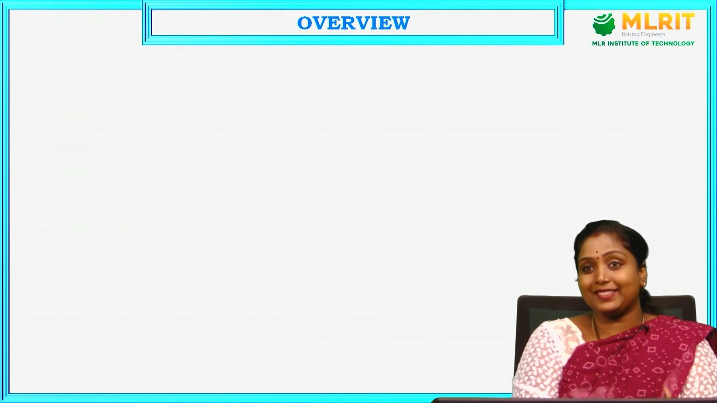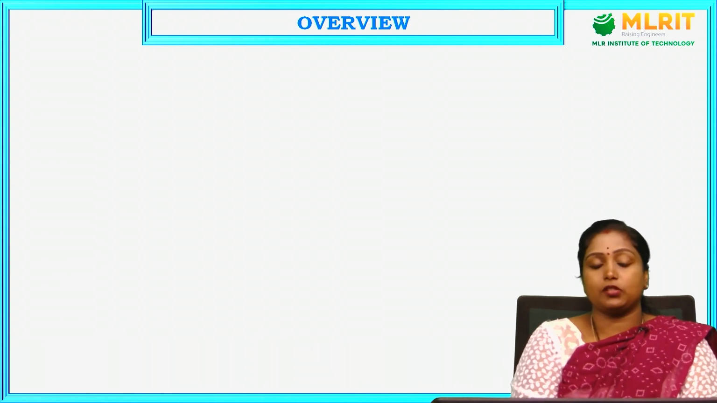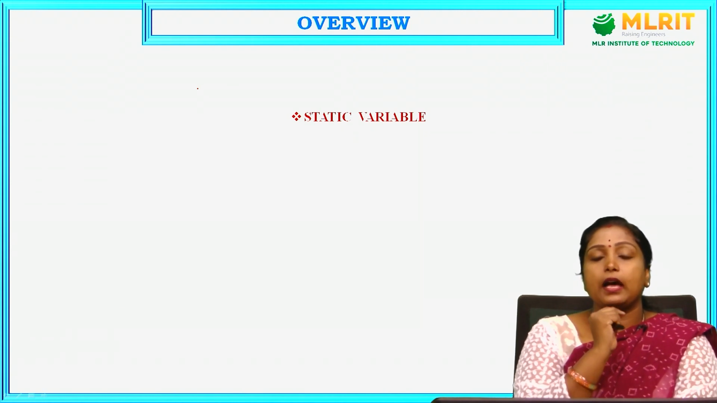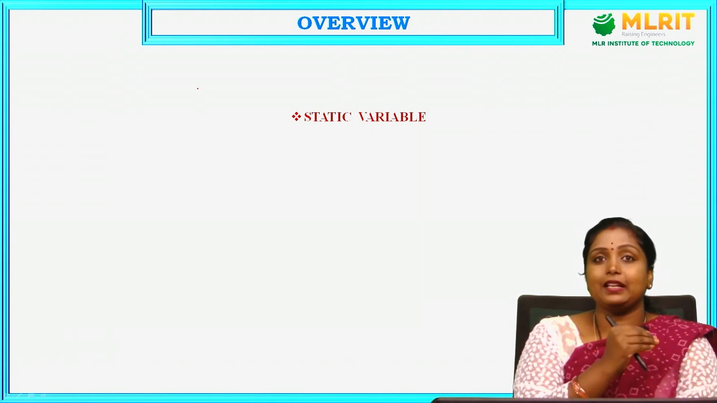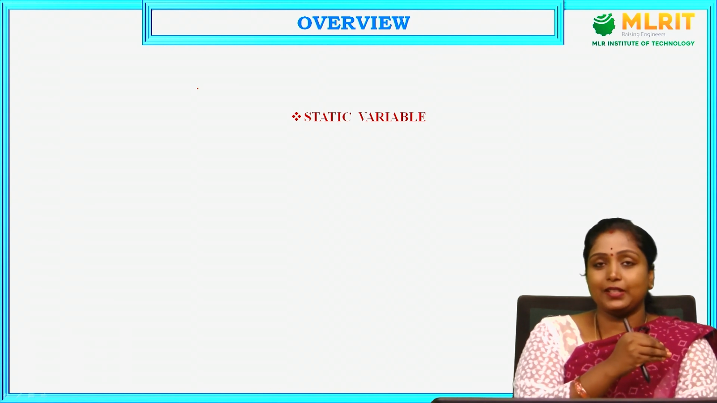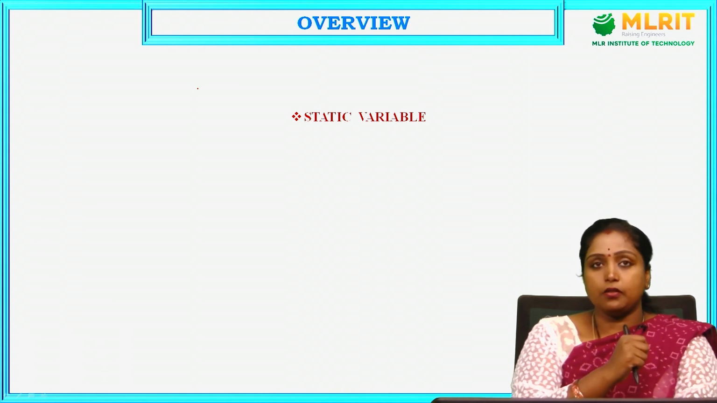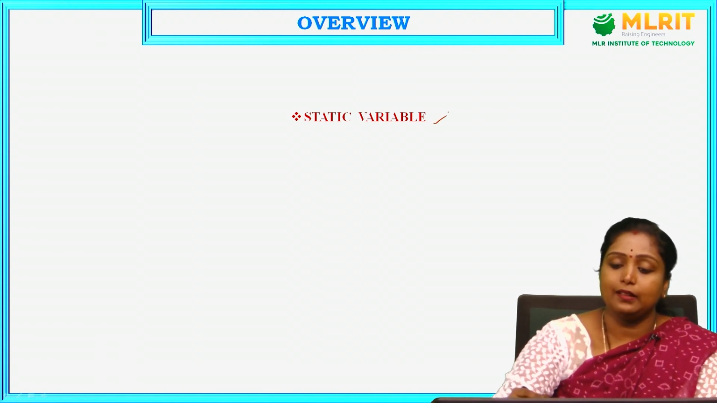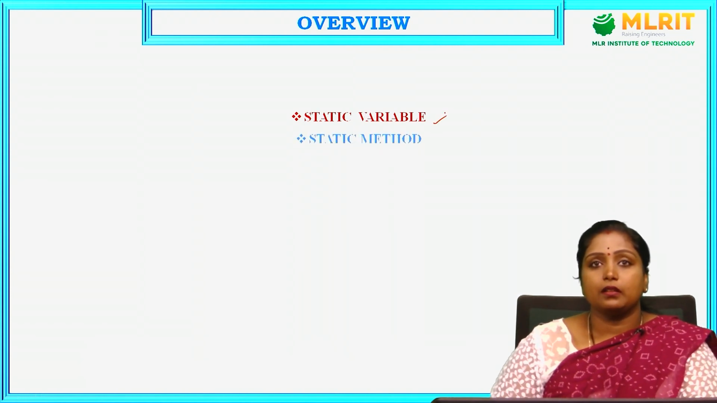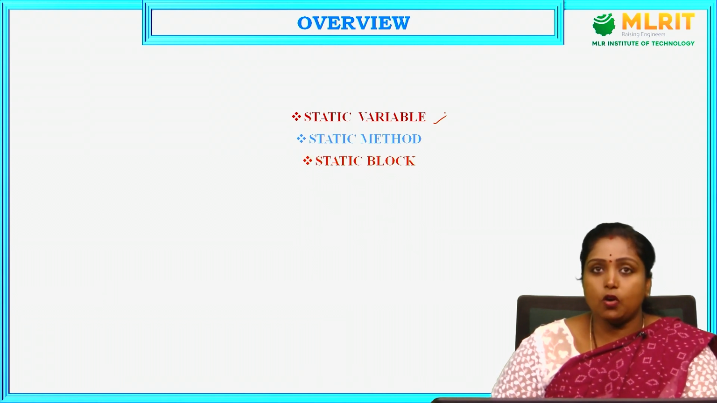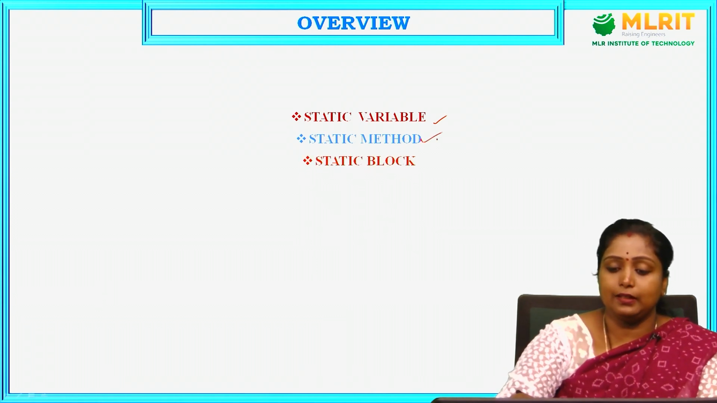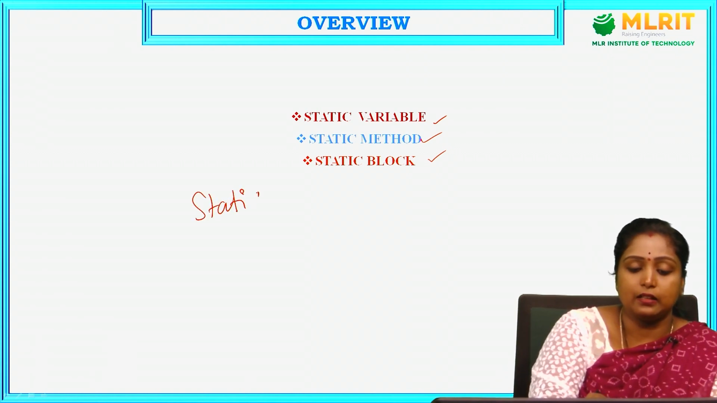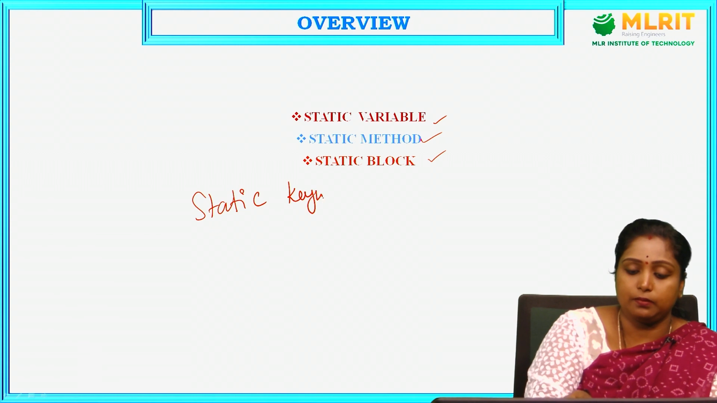So what have we discussed in the last class? We discussed what a method is, how you name a method, and the characteristics of a method, and we saw a small example program for a method. Today in this class we are going to discuss what a static variable, static method, and static block are. We are going to see the static keyword concepts.